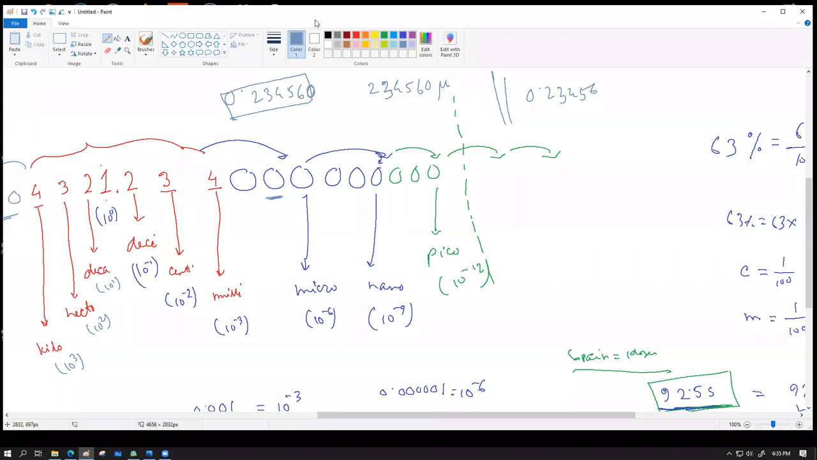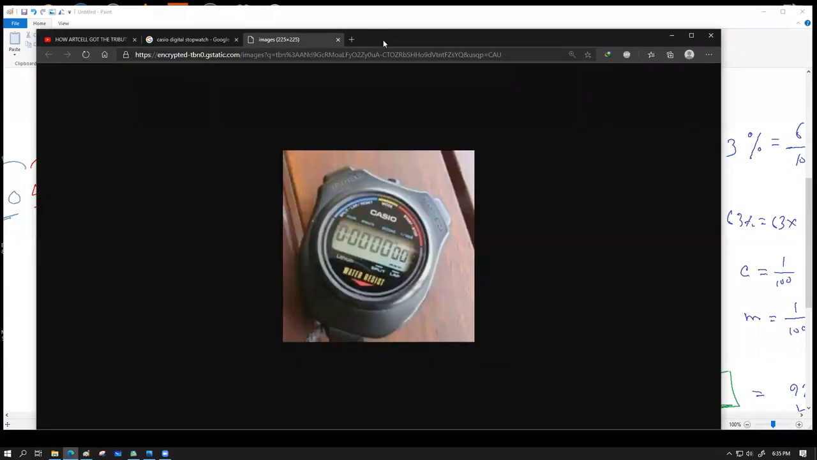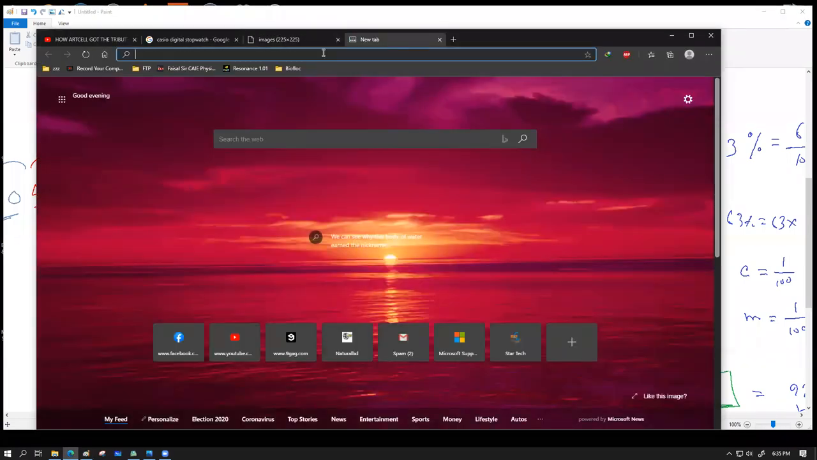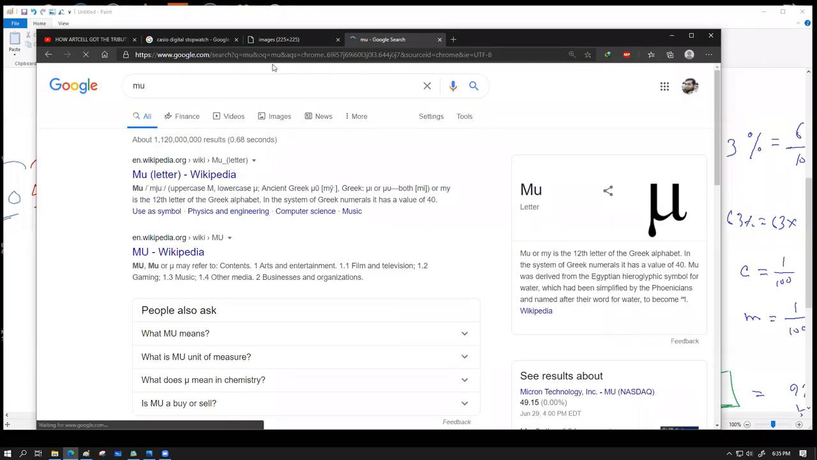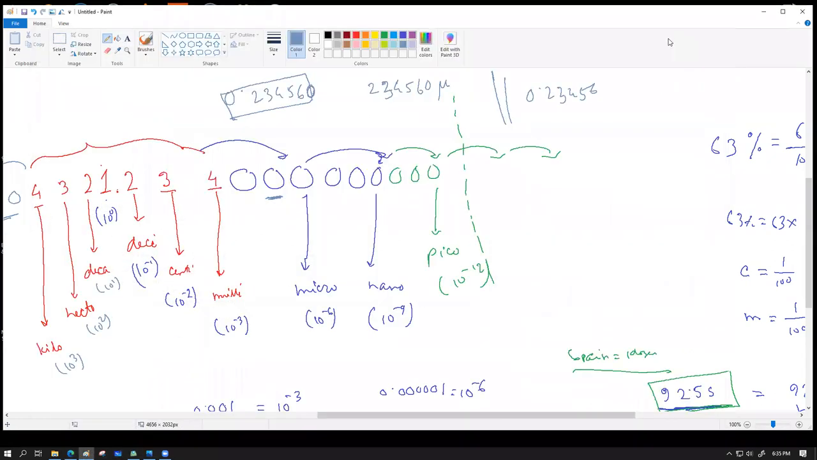Let me just show you the symbol for mu, since we are covering this. So why don't I show you? How does mu look? This is how the mu looks. It's basically a U with the long leg on the left. Okay. So there's a symbol for micro. So this is this many micro.